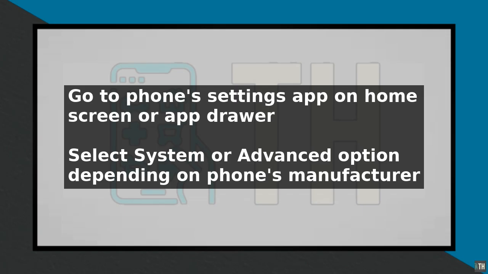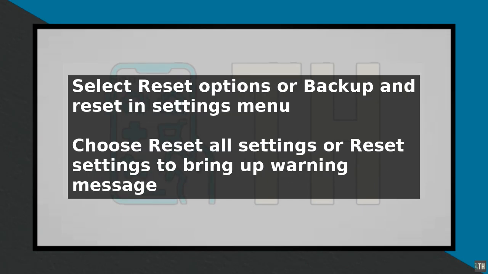If you are sure you want to proceed, select the option that says Reset Settings or Reset All Settings. You may be asked to enter your phone's PIN, pattern, or password to confirm the reset. After you confirm the reset, your phone will automatically reset all settings to their default values. This process may take a few seconds to complete, and your phone may restart during the process.